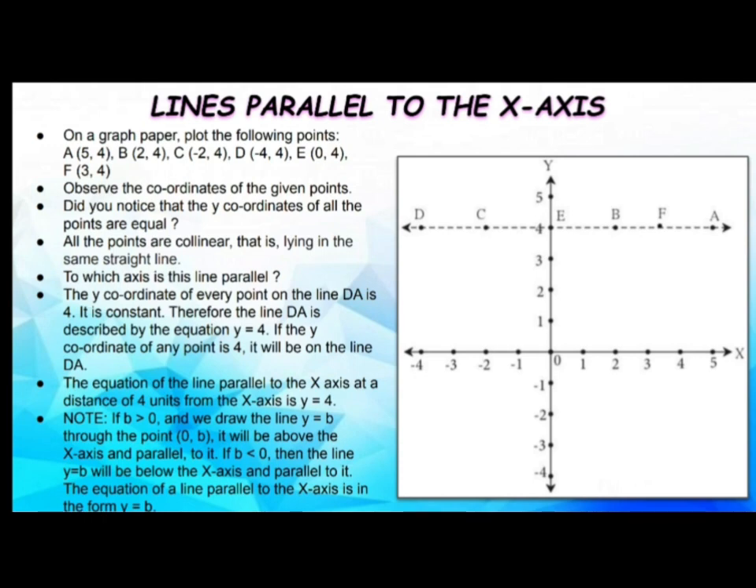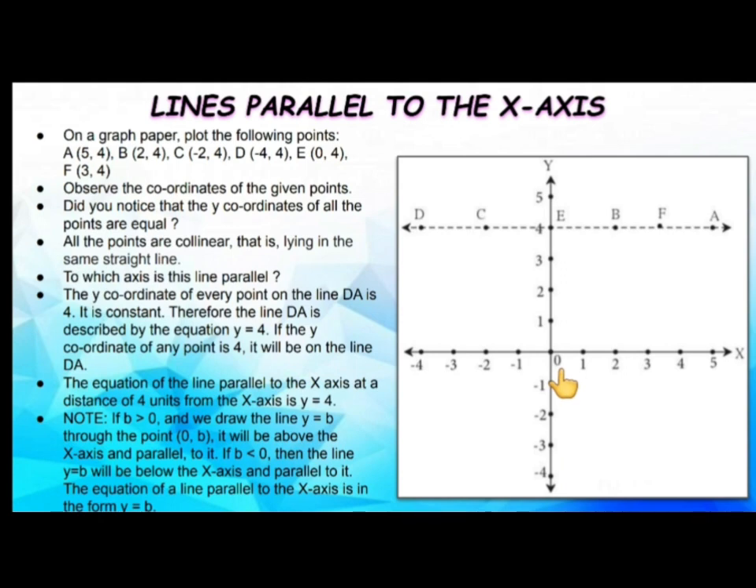So on a graph paper, plot the following points. So we take a graph paper, we draw our x-axis and y-axis, and we know that x-axis and y-axis are perpendicular to each other, that is, they intersect each other at an angle of 90 degrees, and the point of intersection is nothing but 0, or it is also known as the origin.